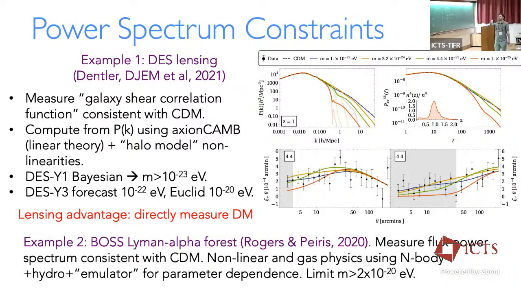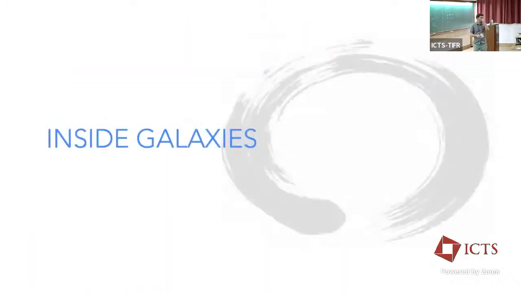You can also do a constraint with the Lyman alpha forest. You can read about it here by Rogers and Peris, and the Lyman alpha forest gives you a very strong limit on the mass, larger than about 2 times 10 to the minus 20 eV. That's all I want to say about cosmological constraints.